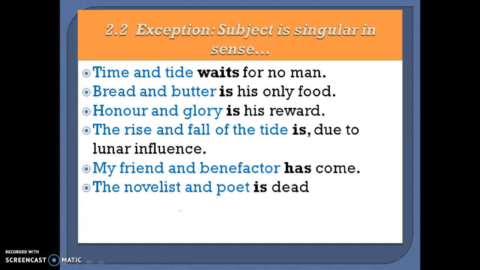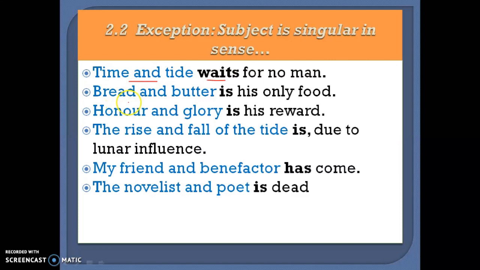There is an exception. If there are two singular subjects, two singular nouns, they are joined by conjunction and, but they indicate the same thing, then we use singular verb. For example, time and tide waits for none. Now, time and tide both indicate the same thing.